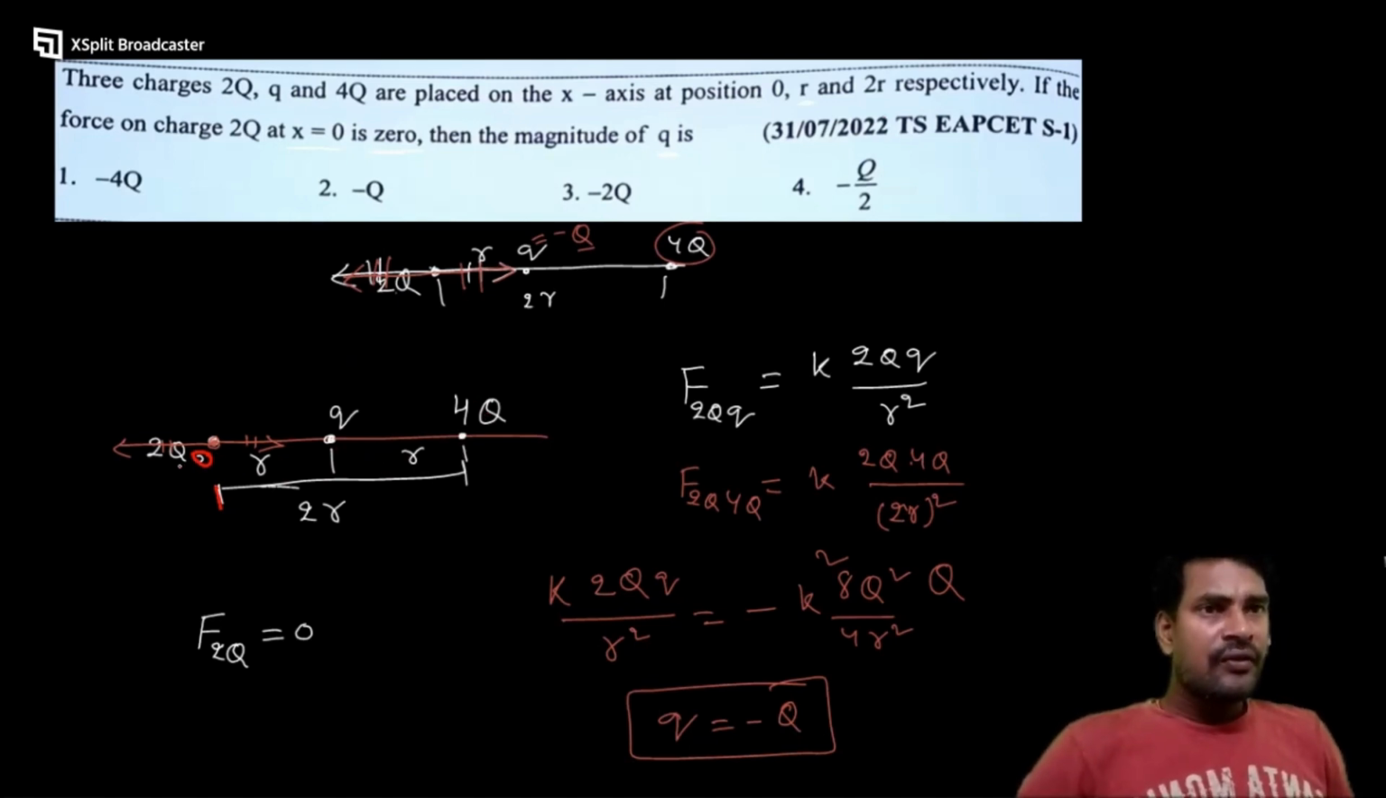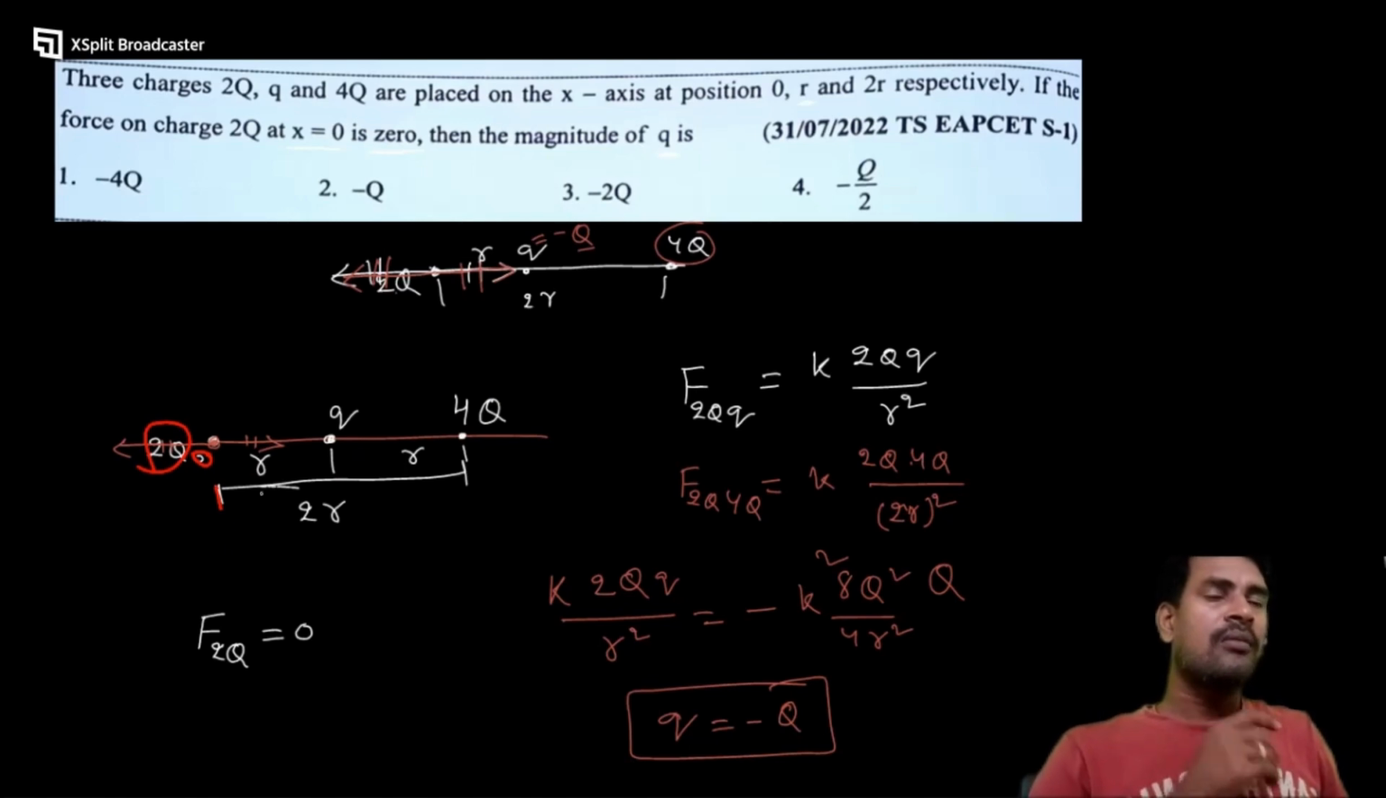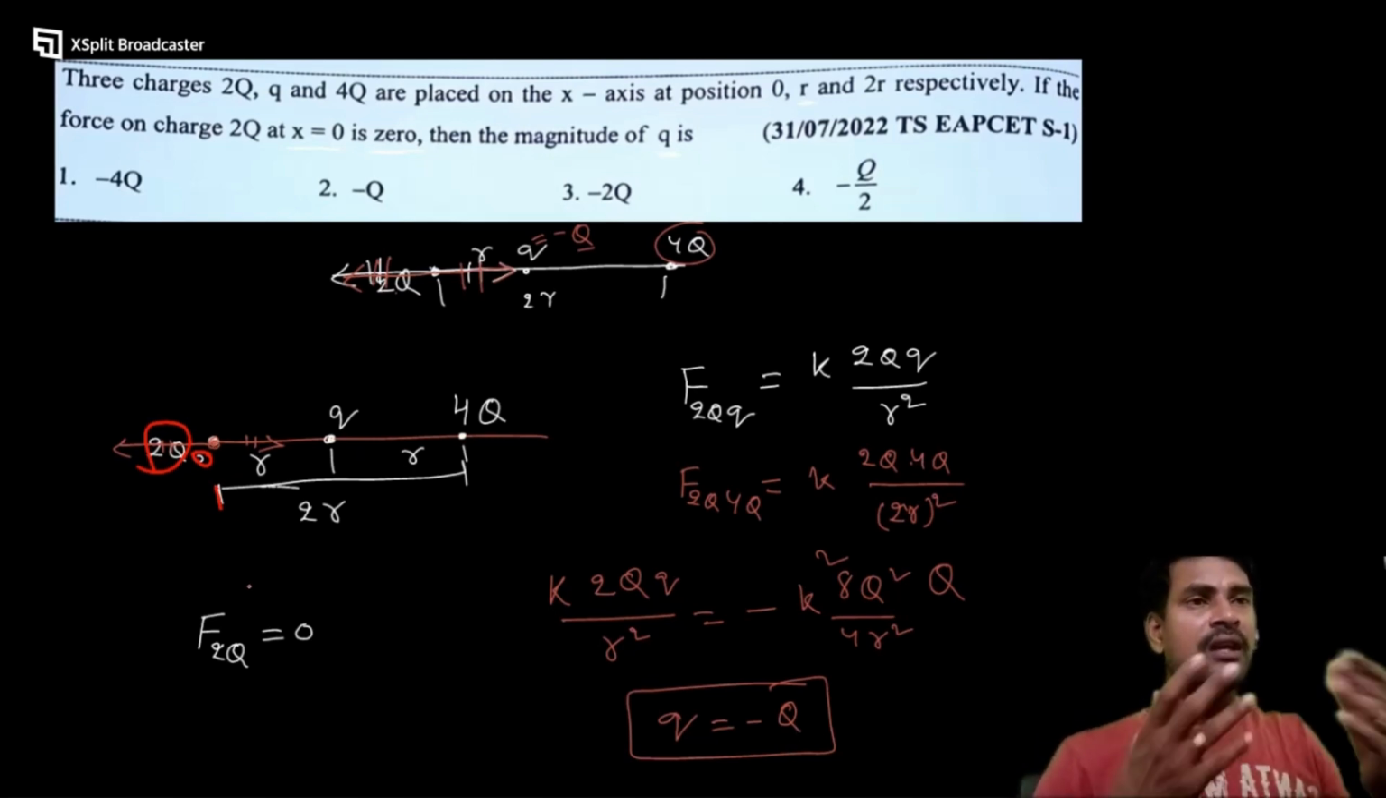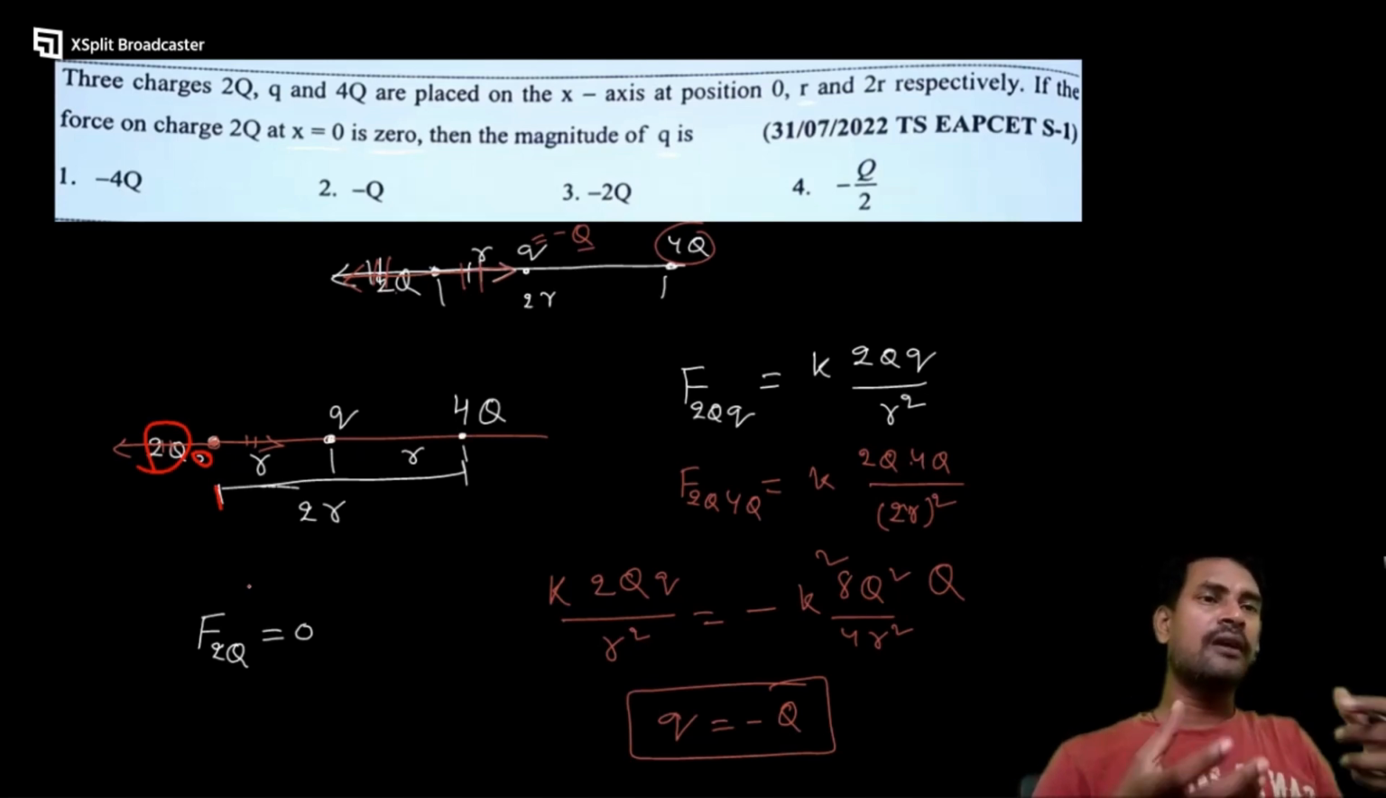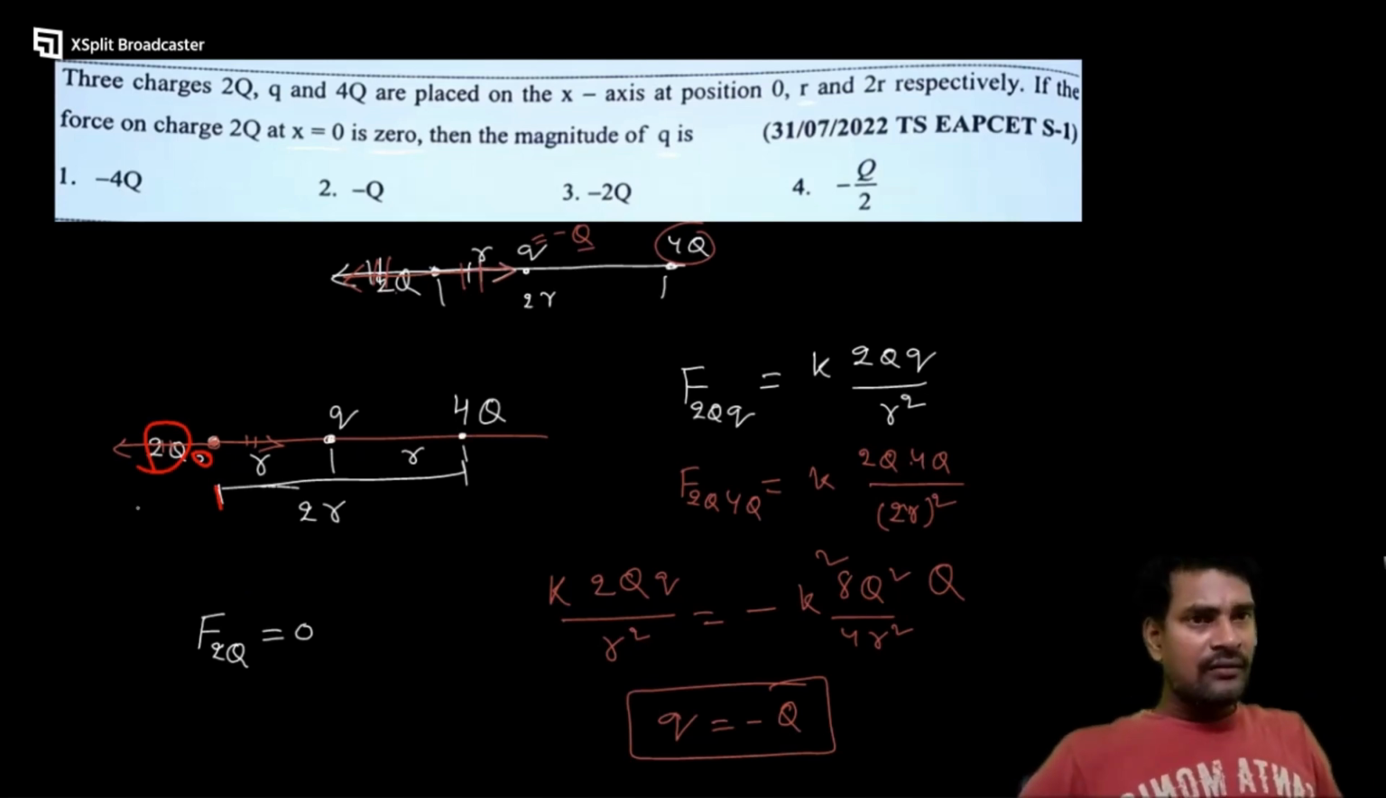Now the net force acting on this 2q, which is kept at origin, is 0. In the problem itself he has mentioned clearly that the net force acting on this charge 2q is 0. Then the magnitude of small q he is asking. See, as the net force is 0, on this 2q there are 2 forces acting. So those 2 forces must be equal and opposite, then only the net force becomes 0. So if I want F2q equal to 0, then what do I have to do?